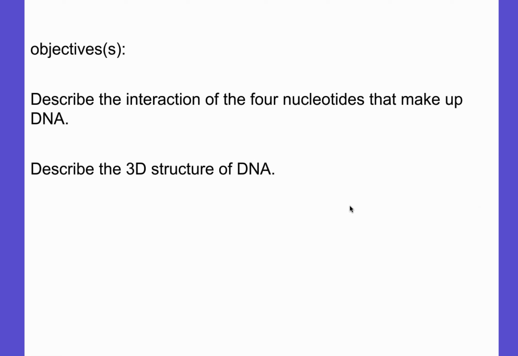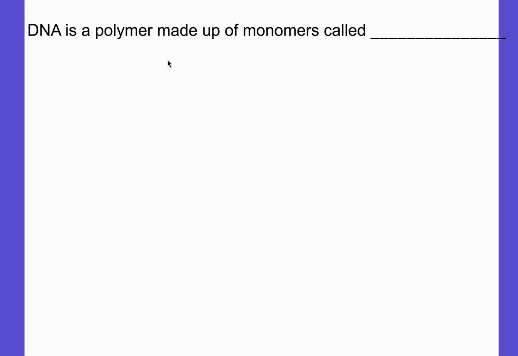All right, so these notes are for the beginning of section 2 of chapter 8 in biology. So we're going to talk about the structure of DNA. Specifically, we're going to talk about the 4 nucleotides that make up DNA, and then a little intro into the 3D structure of that DNA as well. So first thing we need to fill in, DNA is a polymer made up of monomers called nucleotides.